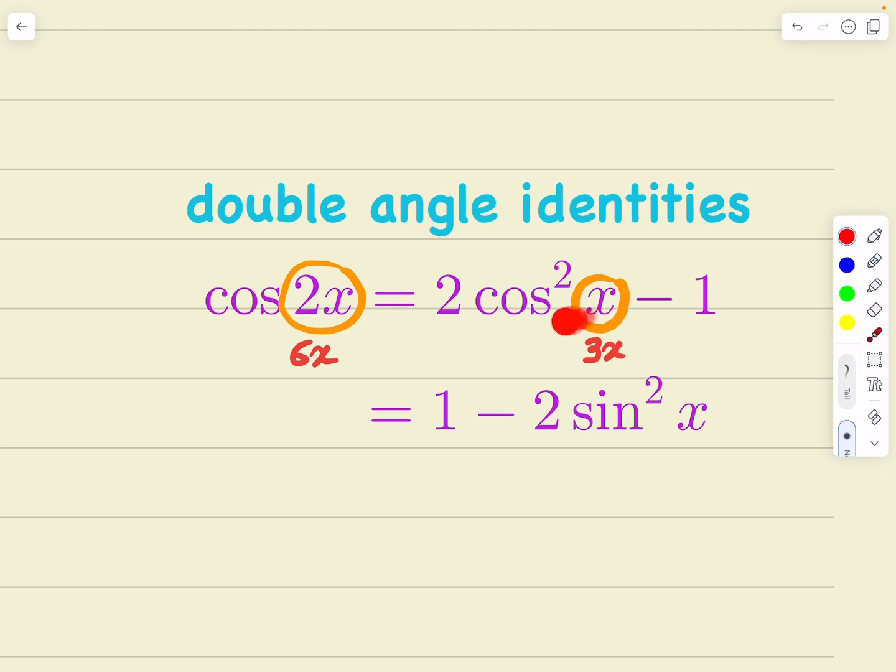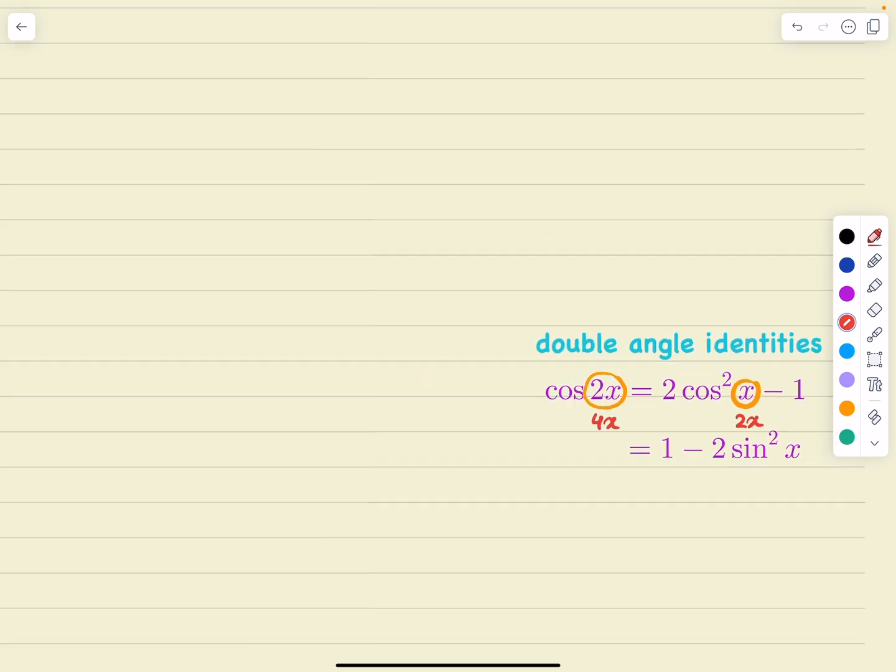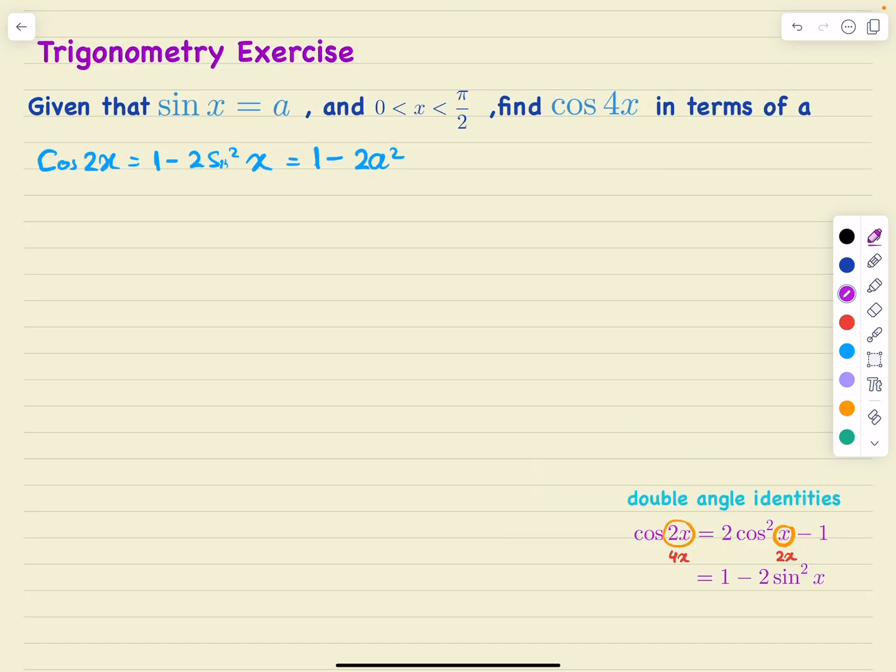Whatever you have here, here it will be double. So for example, if you have here 5x, then here it will be 10x. But this 2 remains as it is, 2 always. It's not related to this 2. So in our case, here we need it to be 4x, and here then half of 4x will be 2x. So now here we will apply this. Cosine of the angle 4x equals 2 cosine squared of 2x minus 1.